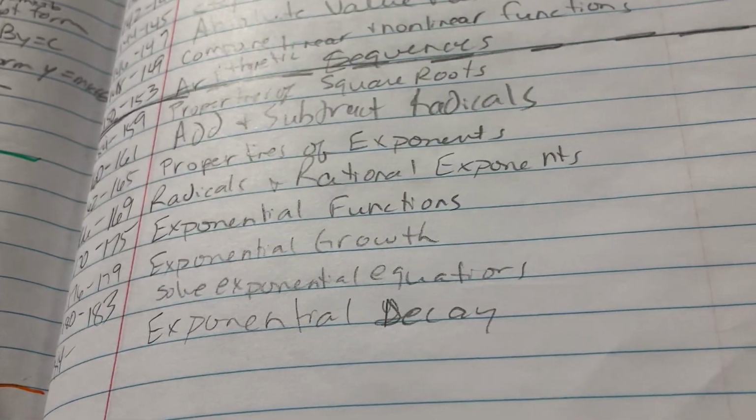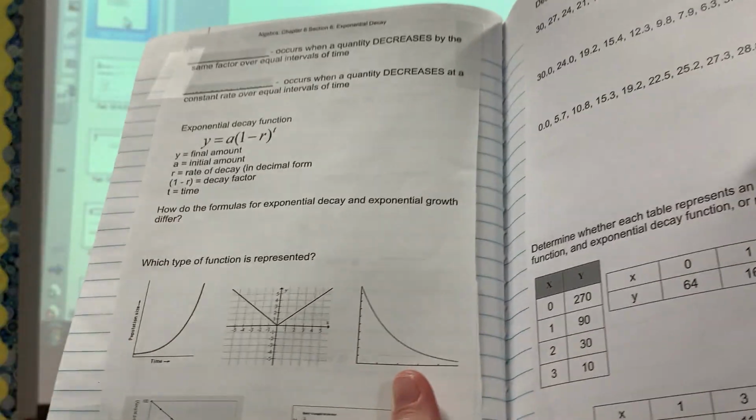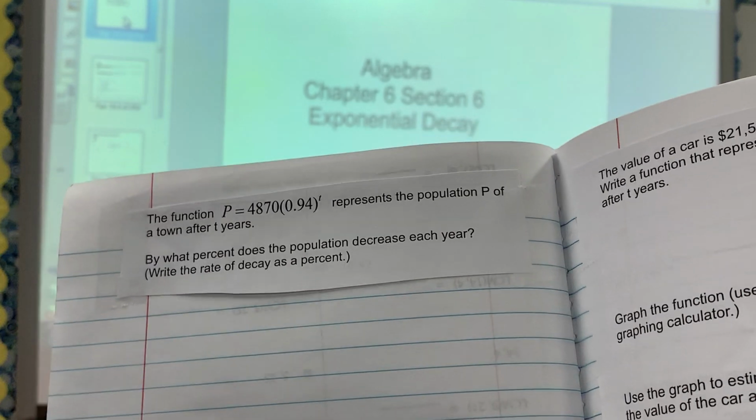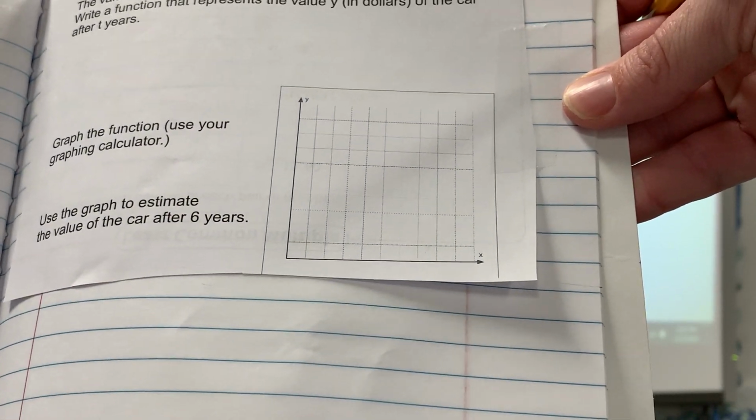Table of contents. Page 184, exponential decay. On page 184, tape in the first page whole. Second page whole. Third page gets just that problem. Fourth page, which is page 187, gets that problem.